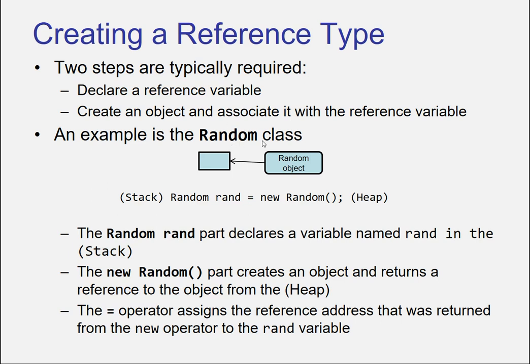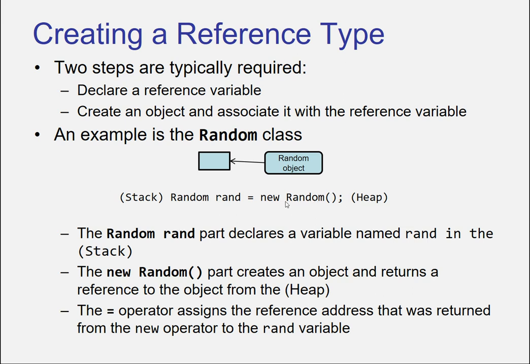Now we've seen this when we created an object using a class called Random. There is a class called Random that we can create an instance of, a random number generator. So here's the syntax. Random is the name of the class. We want to create a new instance of the class called rand. That information gets set up in the stack.